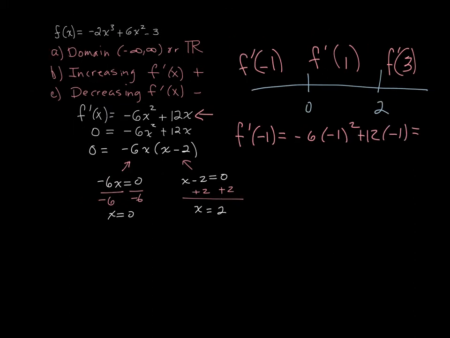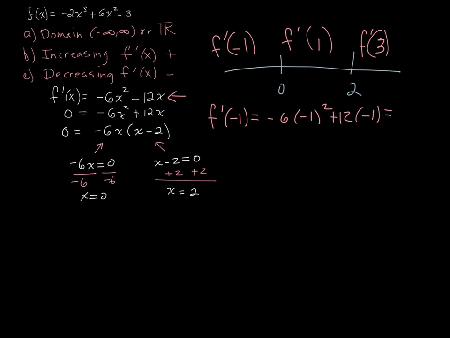As I've said before in class, I don't really care what that number is. All I care is whether it's positive or negative. And it's going to end up being negative. Then I'm going to plug in 1: negative 6 times 1 squared plus 12 times 1. You can certainly see the positive is dominating the 12, so that's positive.